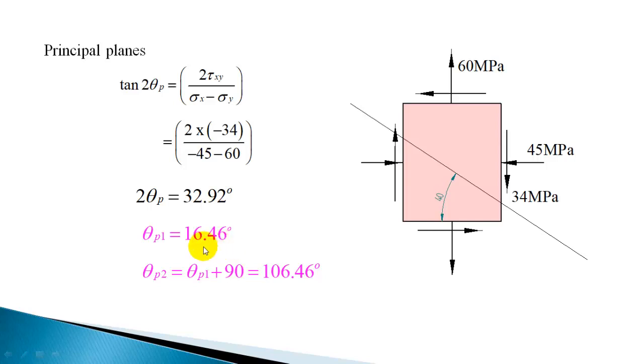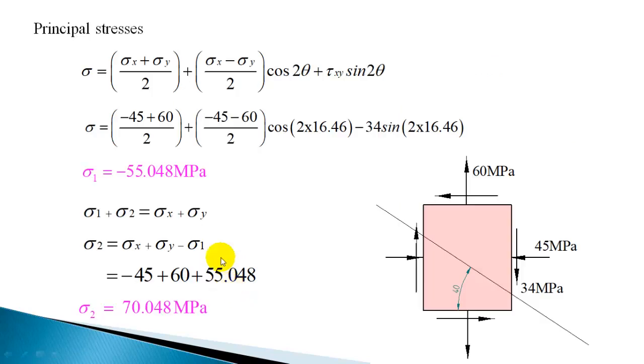So when you are finding out using the direct formula, we will not know on this principal plane whether sigma 1 or sigma 2 is acting. So to identify the principal stress associated with this particular plane, you need to use the normal stress equation and substitute this angle. So you can use the normal stress equation, substitute the principal plane, that is 16.46 degree, and when you substitute theta as 16.46, you will get the normal stress associated with that plane, which is one of the principal stresses.